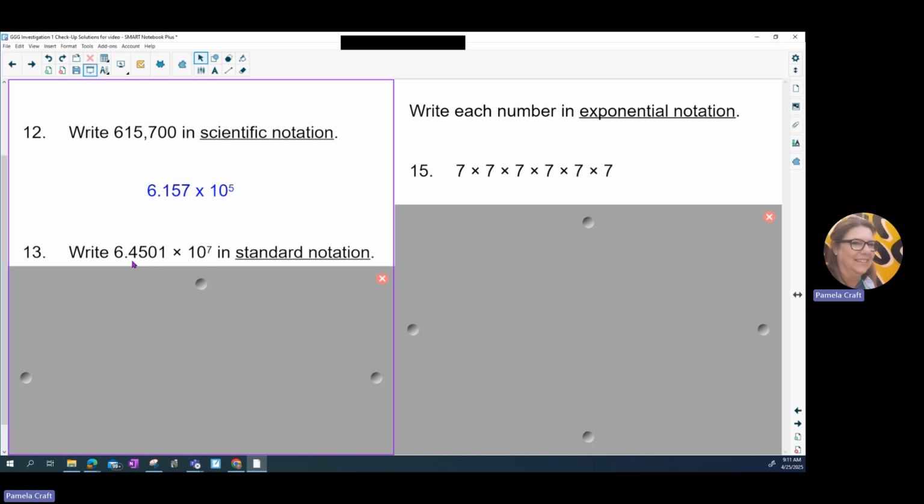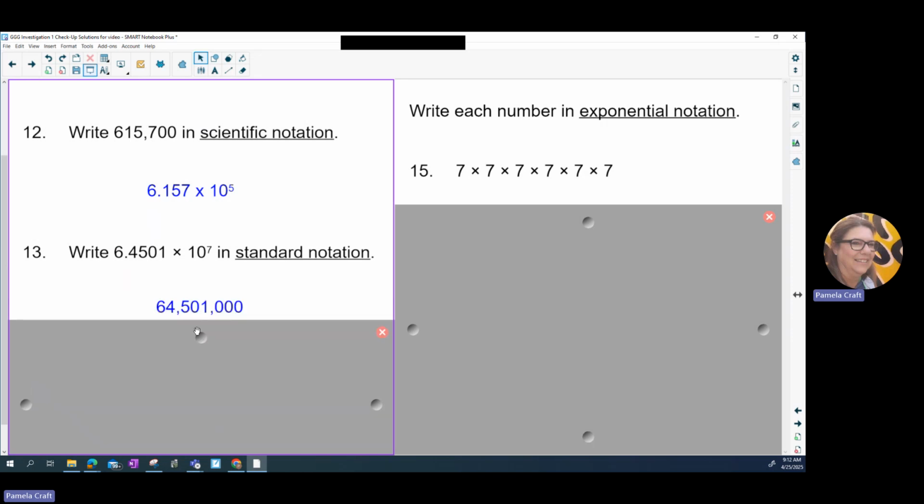13, they give us scientific notation. We go back to standard notation. So they're telling me to move this 7 spaces to the right. So if I move it 1, 2, 3, 4, I'm at the end of the number. 3 more would get me to 7. So I have to add 3 zeros to that. 64,501,000.